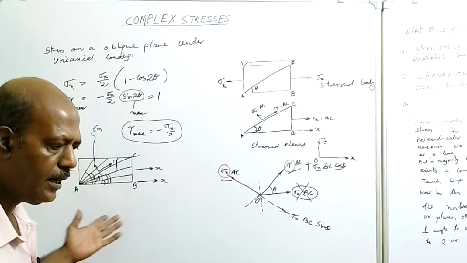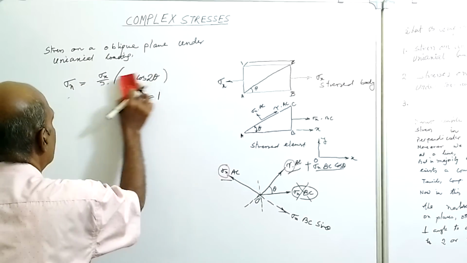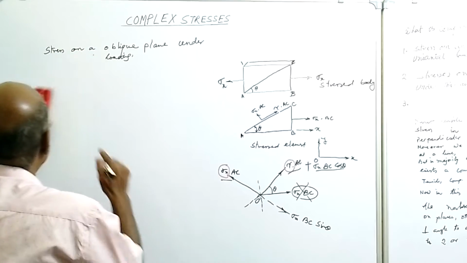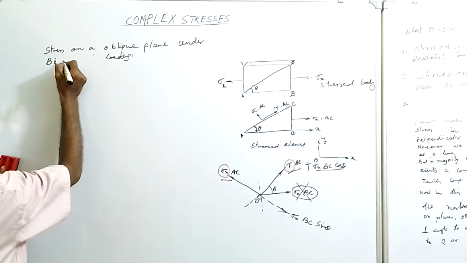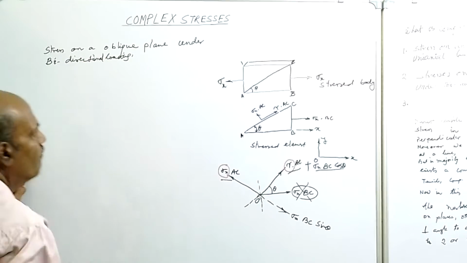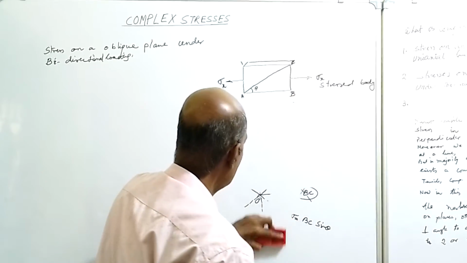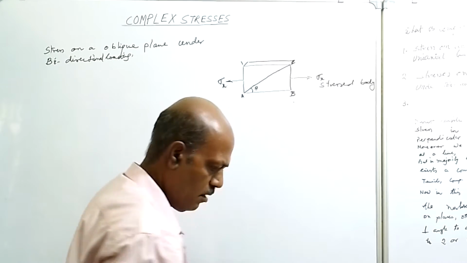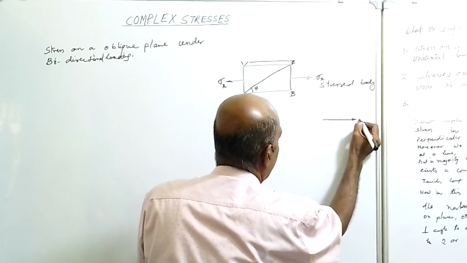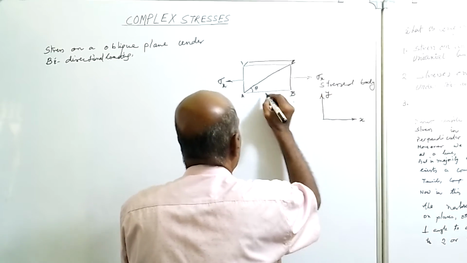Now we will see the other case, the second case, when the body is under bidirectional loading: the stresses on an oblique plane under bidirectional loading. Consider the same body, the stressed body. Along the x direction, the stress acting is sigma x, and along the y direction, the stress acting is sigma y.